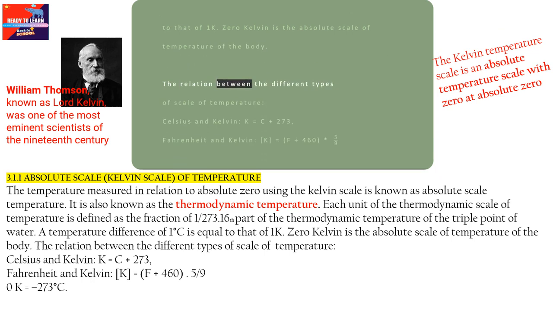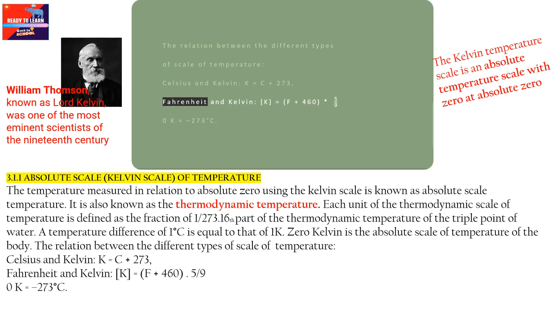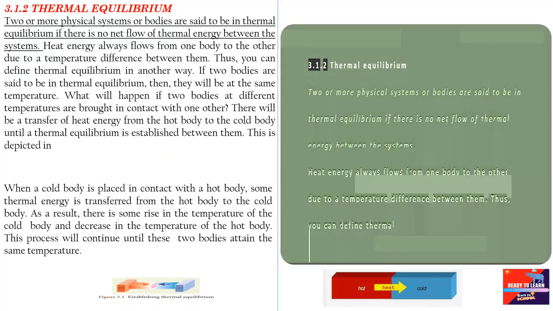The relation between the different types of scale of temperature. Celsius and Kelvin: K equals C plus 273. Fahrenheit and Kelvin: K equals (F plus 460) times 5/9. 0 K equals minus 273 degrees Celsius.